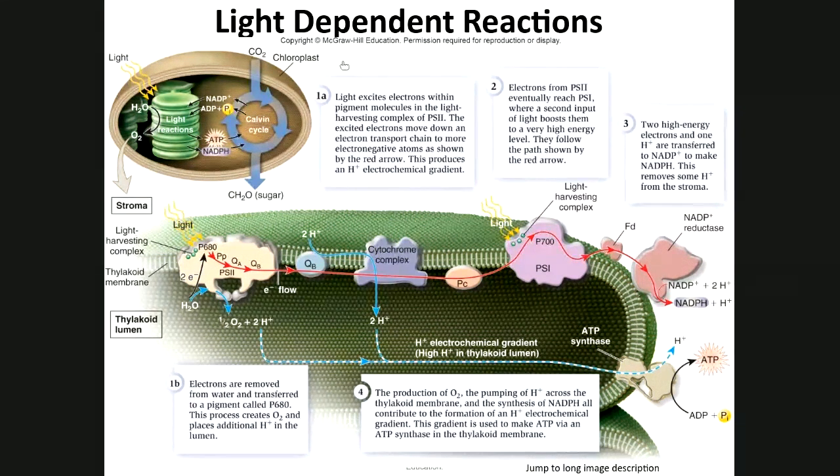Anyway, there are two steps. First one is the light-dependent reaction. The second one is the Calvin cycle. So we're going to review the light-dependent reaction right now, and we're going to cover a few more slides, and then we're going to talk about the Calvin cycle.